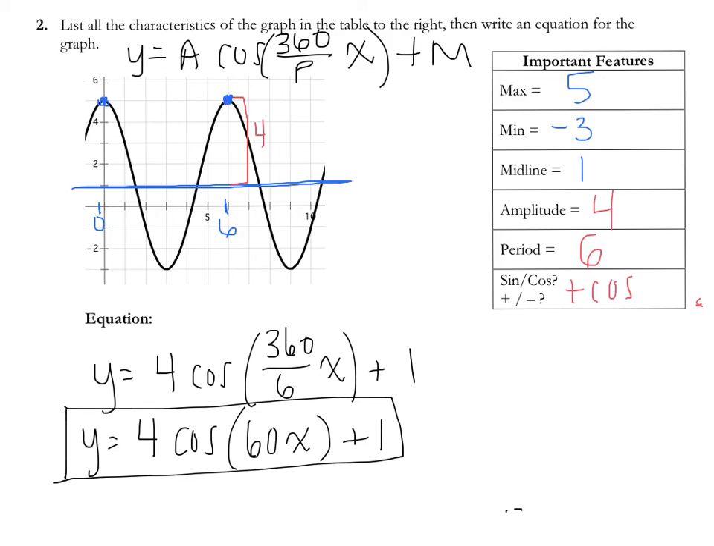So let's quickly review the steps for these kinds of problems. So the first thing we're going to do is look at the graph, and using the graph, we're going to identify all the important features of the graph. And then from there, you have the general sine or cosine equation on your reference sheet, and you can just put in the appropriate values into that equation.